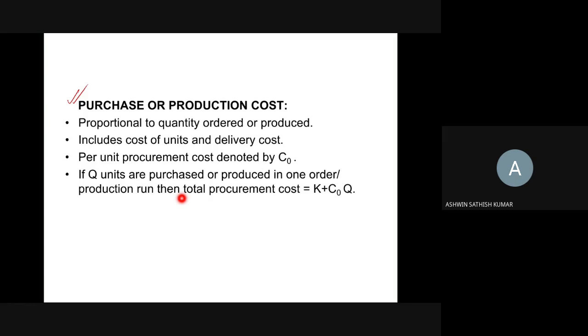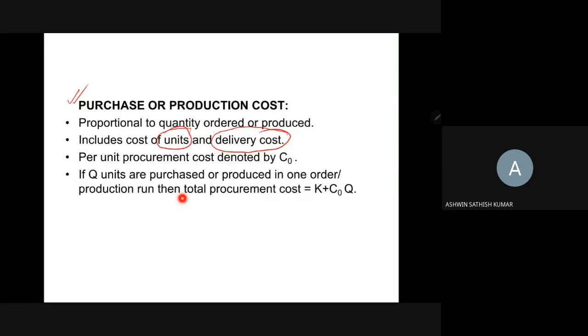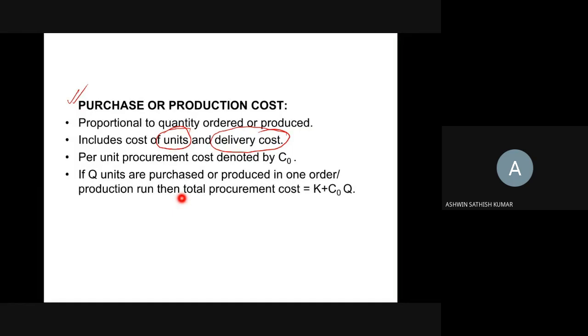This includes the units and the associated delivery cost. This delivery cost is independent of the minimal freight charge. The minimal freight charge you have to bear; after that, depending on the quantity, again you have to bear the cost. So when the cost depends on the number of items, on the quantity, then that comes in the purchase or production cost.